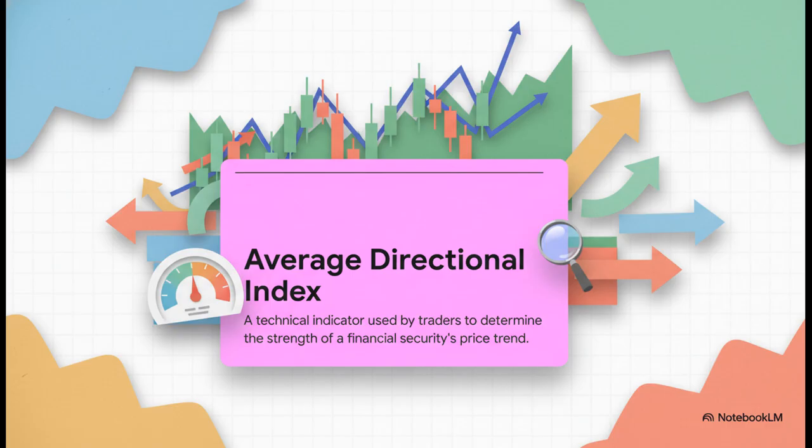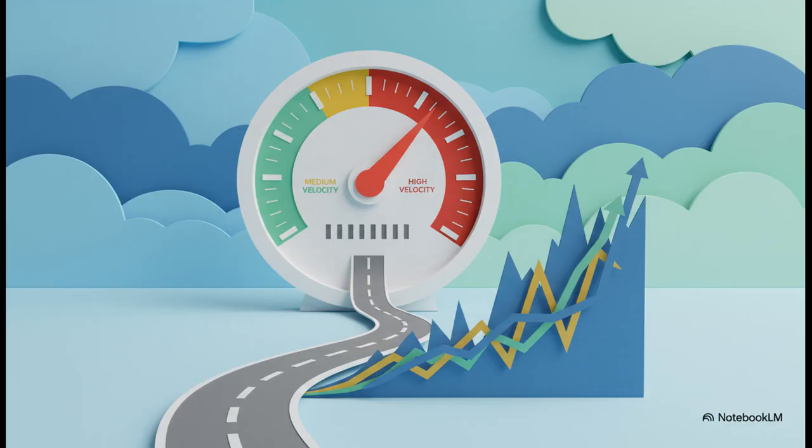Look, at its core, the ADX has one and only one job: to tell you how strong a trend is. That's it. It doesn't care if the price is going up or down. It just answers the question, is there any real power behind this move? And I really love this analogy. Your car's speedometer tells you how fast you're going, right? It doesn't tell you if you're driving north or south. The ADX does the exact same thing for a market trend. It measures the intensity, the velocity of the move.